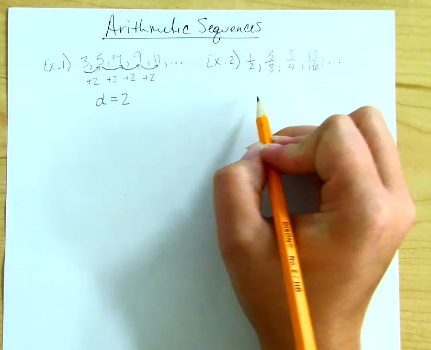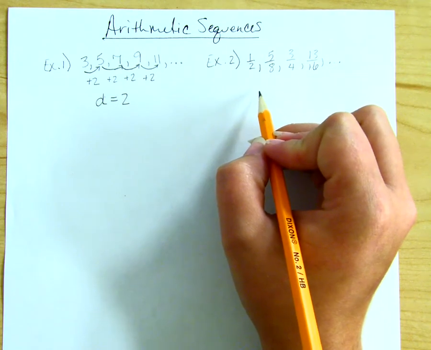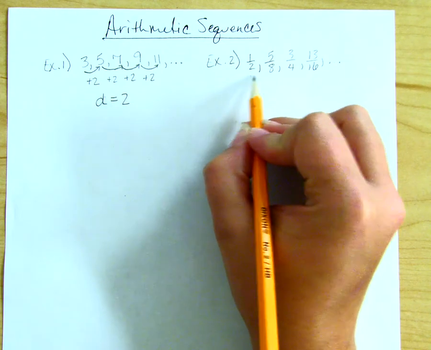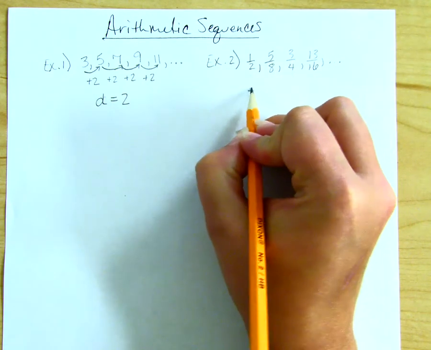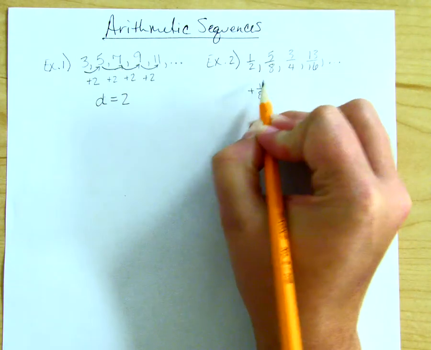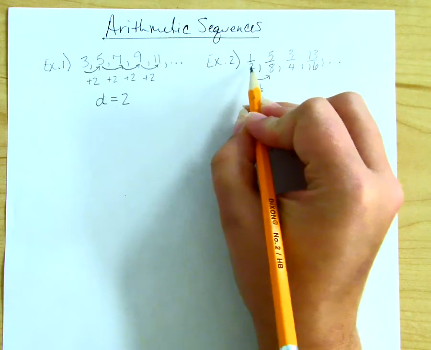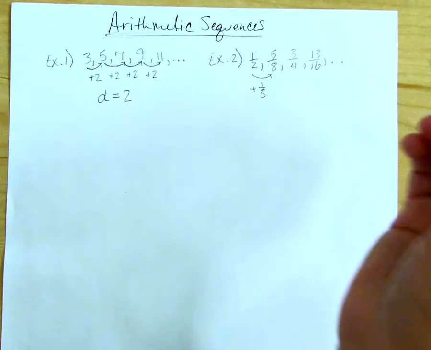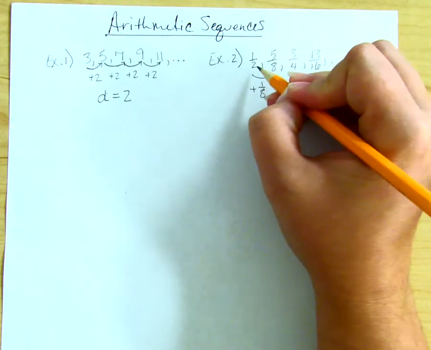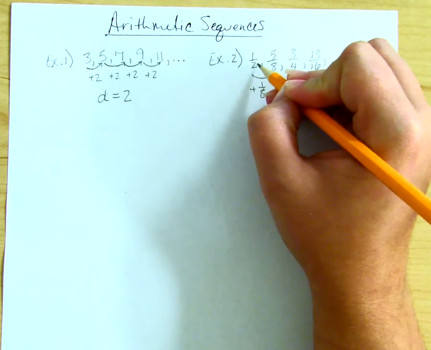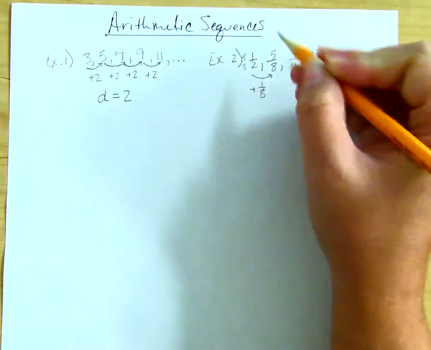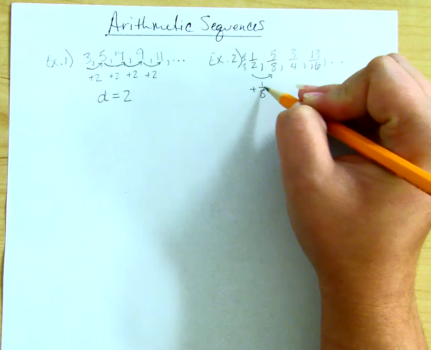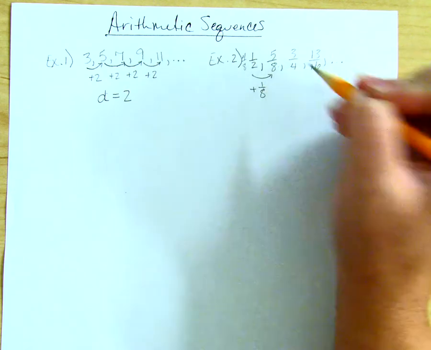In this example, to get from the first value to the second value, I have to add 1/8. Now I know that because I can make 1/2 a fraction in terms of eighths. So if I wanted an 8 on bottom, I'd have to multiply 2 by 4, and 1 by 4 is 4. So that's 4 over 8. And 4 over 8 plus 1 over 8 gives me 5 over 8.